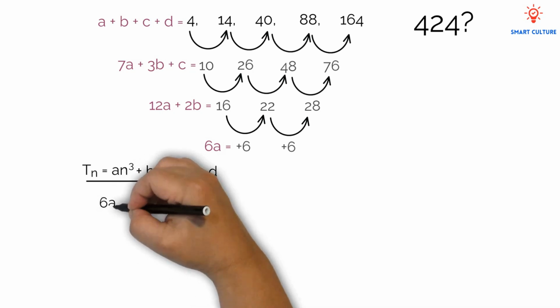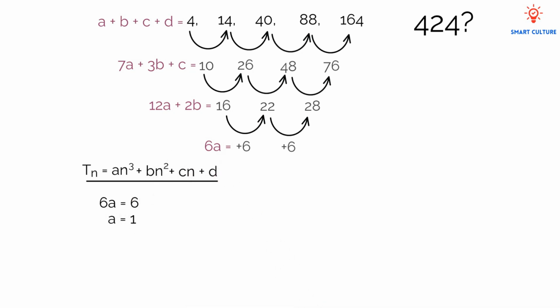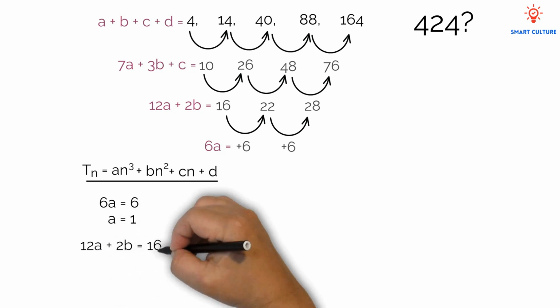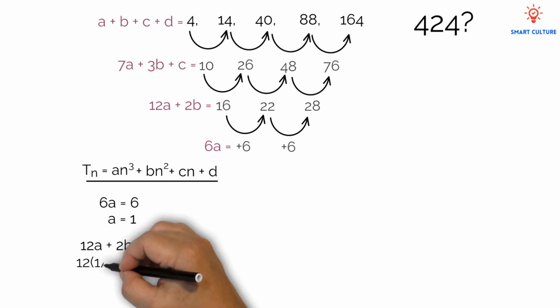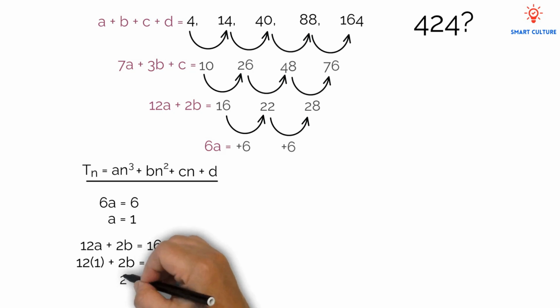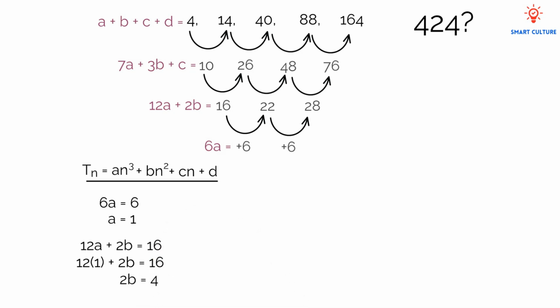So let's determine the value for a. 6a is equal to 6. That means a is equal to 1. Now we want to determine the value for b. Remember, 12a plus 2b is equal to the second difference, which is 16. So we know the value for a is equal to 1. So we have 12a plus 2b is equal to 16. 12 times 1 plus 2b is equal to 16. So then we have 2b is equal to 16 minus 12. Now 16 minus 12 is equal to 4.